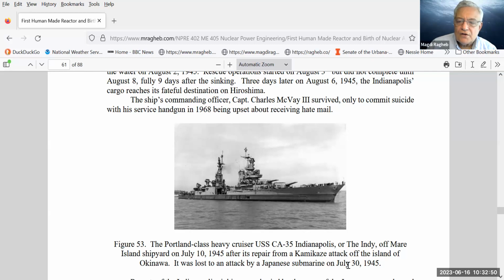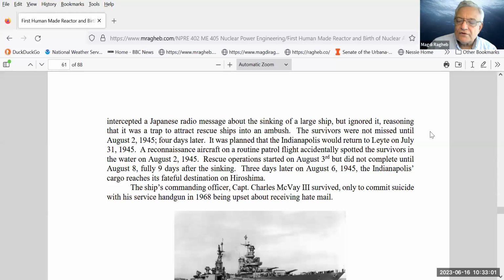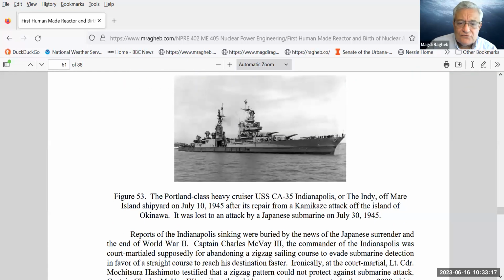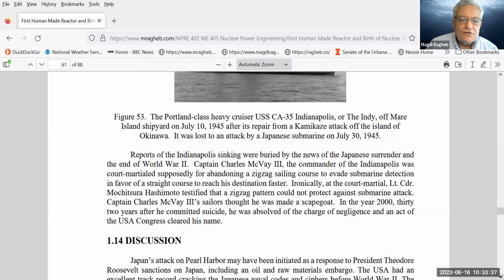And that was on July 30th, 1945. So that was before the bombing occurred. And the Navy didn't know where it was because the travel was kept secret, carrying the components to be assembled on Tinian Island. For several days, the crew was in the water, and the captain of the ship was named McVeigh, and the blame was put on him on why he did not go in a zigzag pattern to avoid being intercepted by the Japanese submarine. A very, very harrowing situation happened with the crews in the water.